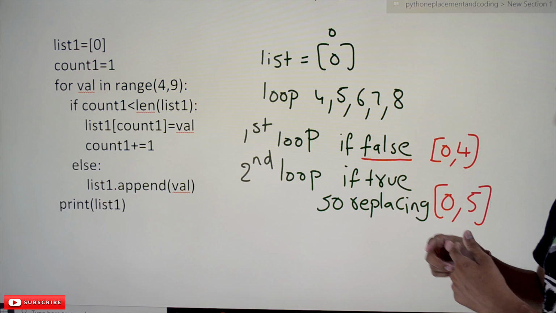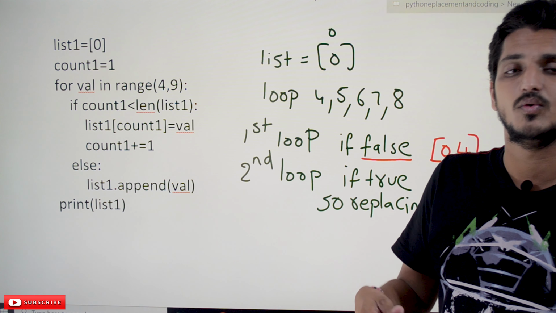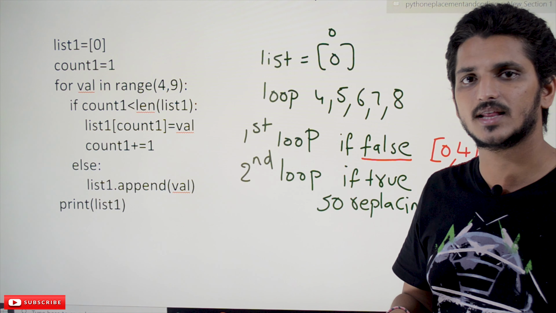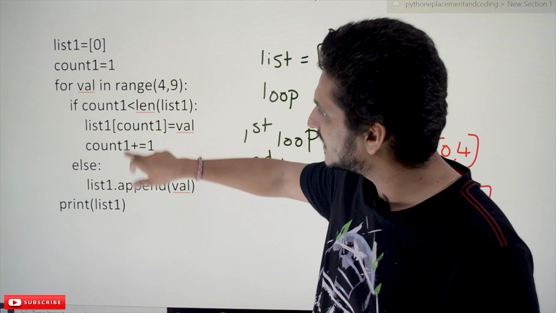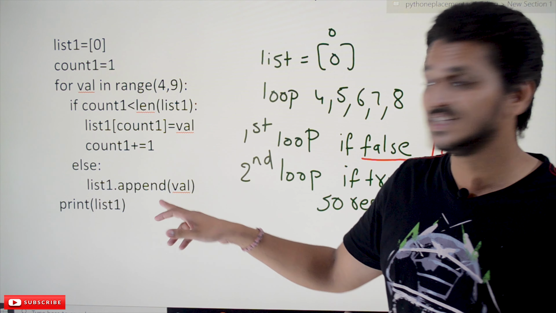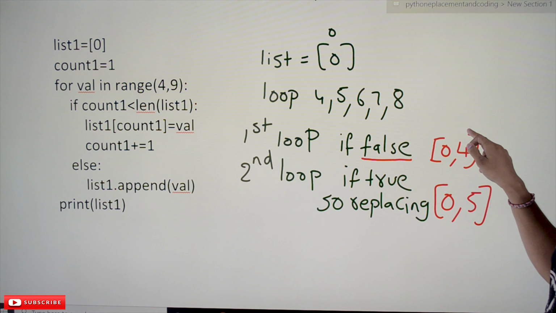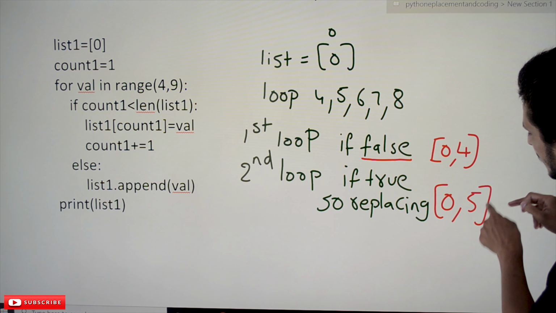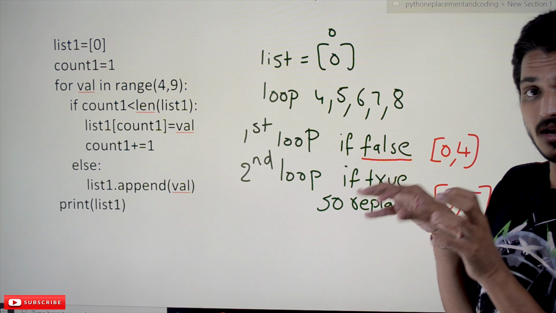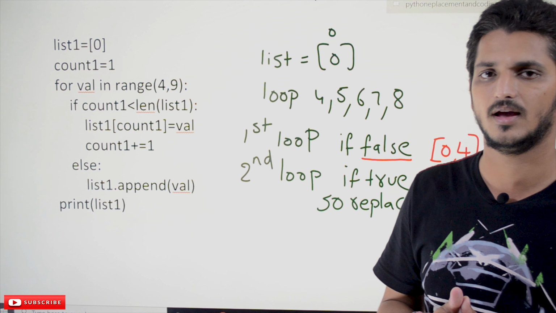After that, in the second loop, again it is checking. Count1 is 1. Is 1 less than the length of the list now? It is 2 now. So 1 is less than 2. Yes, it is correct. What's happening here? It is going inside the if condition. list1[count1] is equal to value, which means it is changing. Count1 means it is pointing to the first index. 0th index, first index. At the first index, it is replacing with the new value. What is the value now? 5. So whenever you go inside the if condition, it is replacing, it is not appending. That is the point you have to understand.